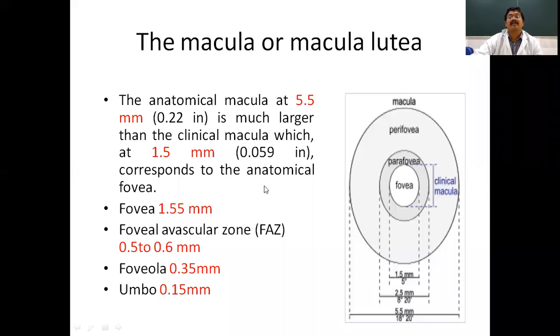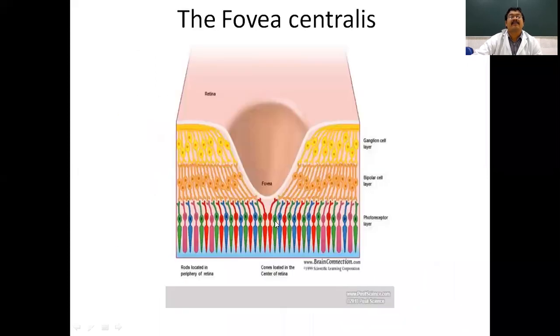It is much larger, but the clinical macula corresponds to the fovea. The fovea is the central portion of the macula, measuring about 1.5 millimeters. The foveal avascular zone is 0.5 to 0.6 mm in the center of the fovea. The foveola is somewhat smaller compared to the avascular zone. The umbo is the center of the foveola, measuring about 0.15 millimeters.